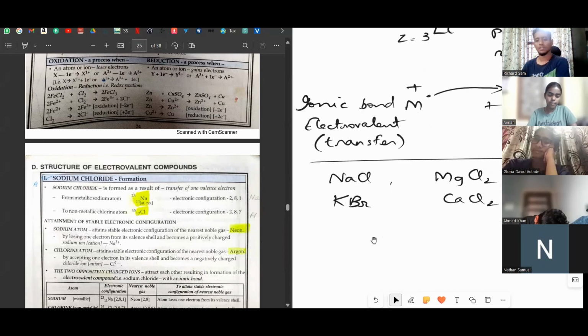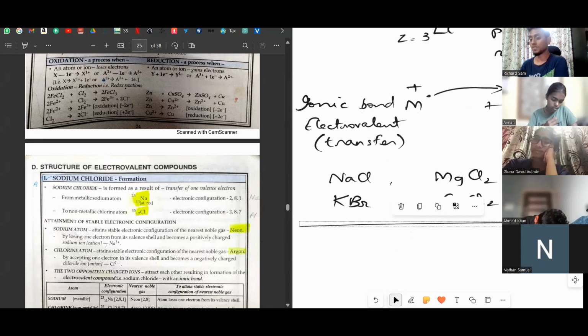All right. So these are the different ionic compounds. The bond between Na and Cl is called an ionic bond. The whole NaCl together is called an ionic compound. Ionic compounds have ionic bonds.